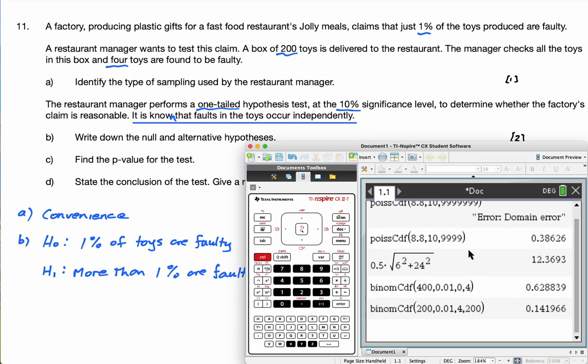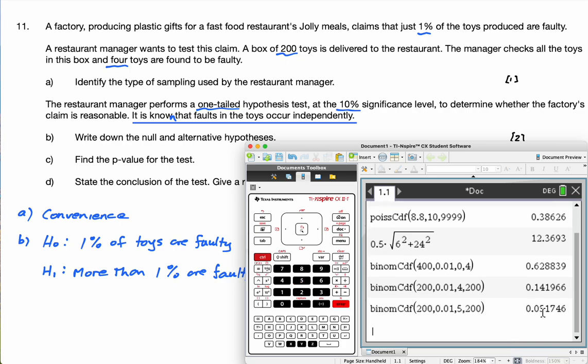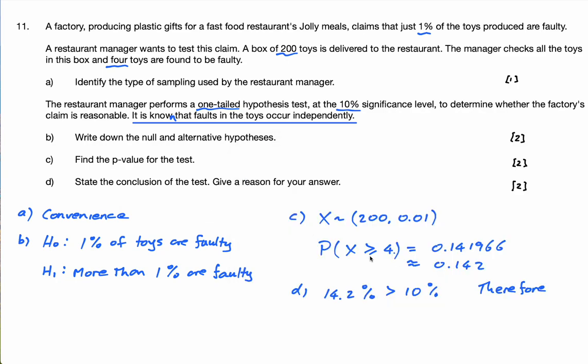Let's say, for example, you checked, let's try 5, just out of interest. There's only a 5% chance that you'd have 5 or more faulty. So if you had 5 faulty toys, you'd say, no, that's not a reasonable claim. But because we only had 4, it's not unreasonable. There's a 14.2% chance that you get at least 4 faulty ones. So because it's bigger than 10%, I can't reject the null hypothesis.